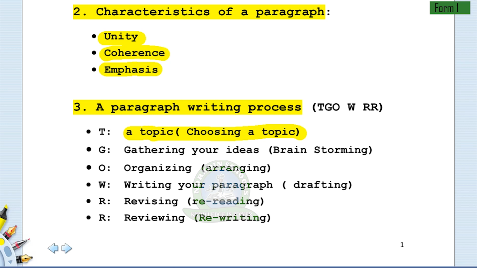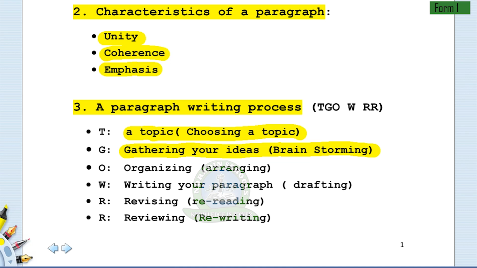The second step is gathering your ideas. That's brainstorming before you start writing your paragraph. You should think carefully what you are going to write. You have to ask and answer many topic-related questions before you start writing your paragraph.